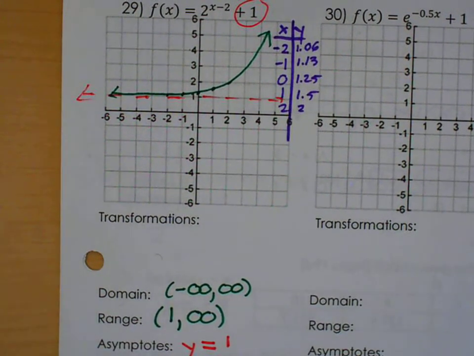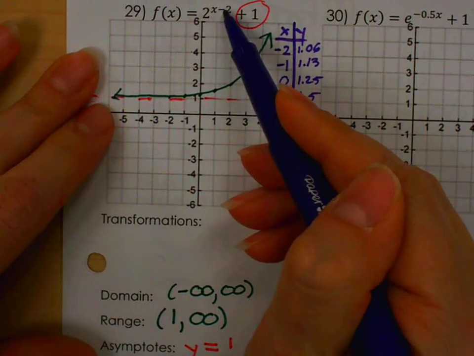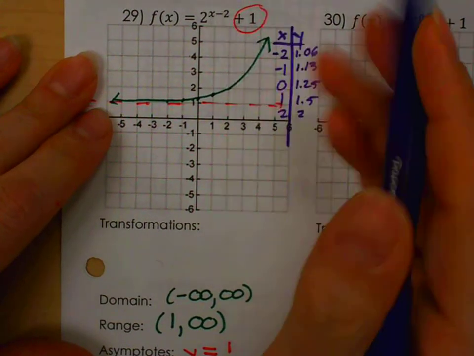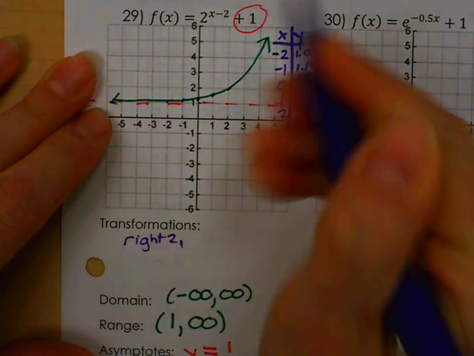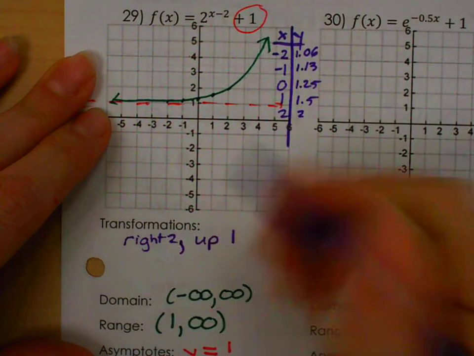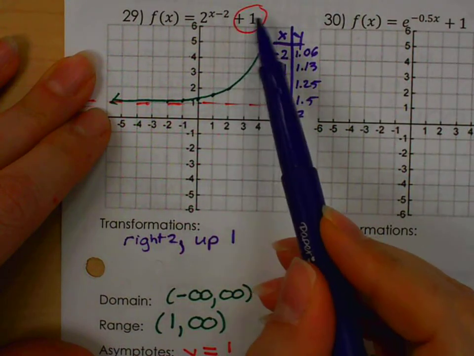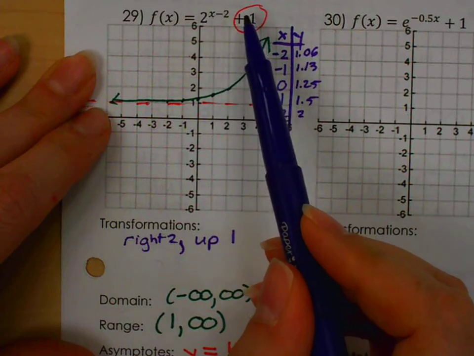And in terms of my transformations, this right here, this negative 2, that means I'm going to the right 2. And this right here means I'm going up 1. So remember, this is how far left or right. This is how far up or down. And for the left or right, you kind of got to think opposite. When you see negative, it means right. And this is plus, so it's going up.